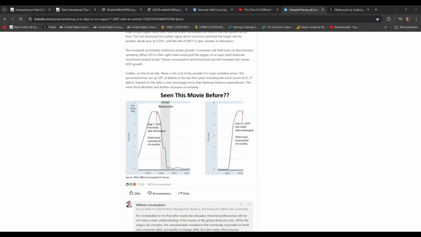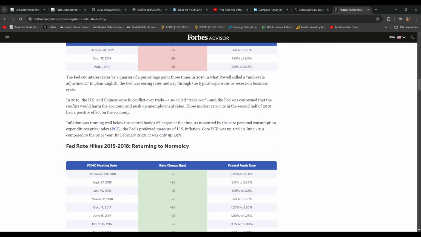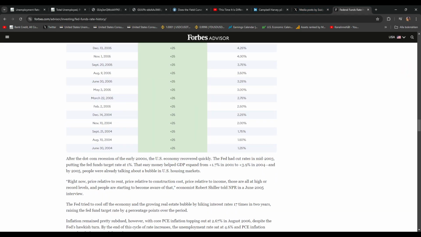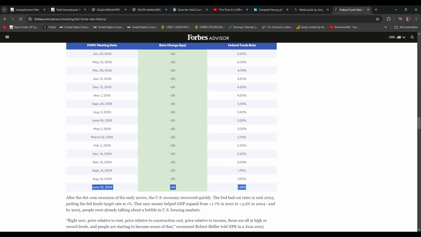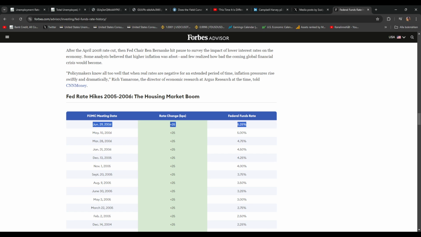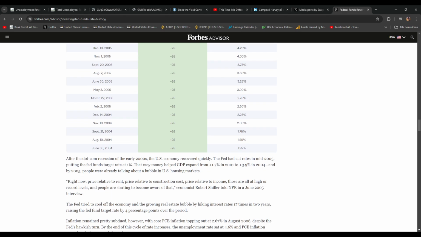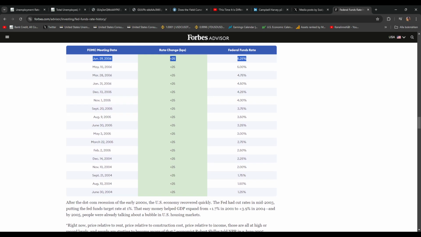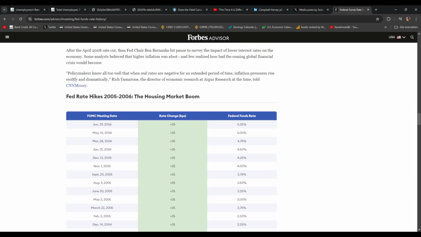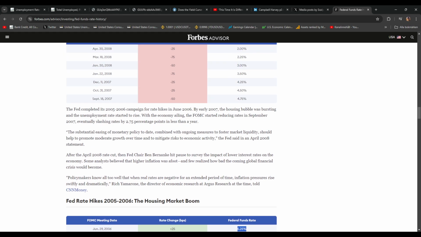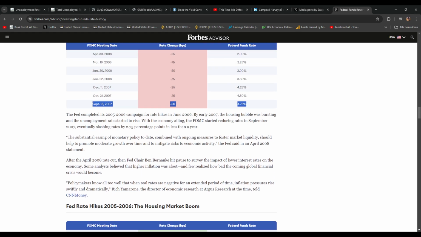Well, again, it's simple. June 2004 till June 2006, a 24-month hiking period. They began at 1%, so it's gonna say 1.25 here because of this. The terminal rate got reached here in June 2006 at 5.25%. They paused until September 2007. That's a 15-month pause.